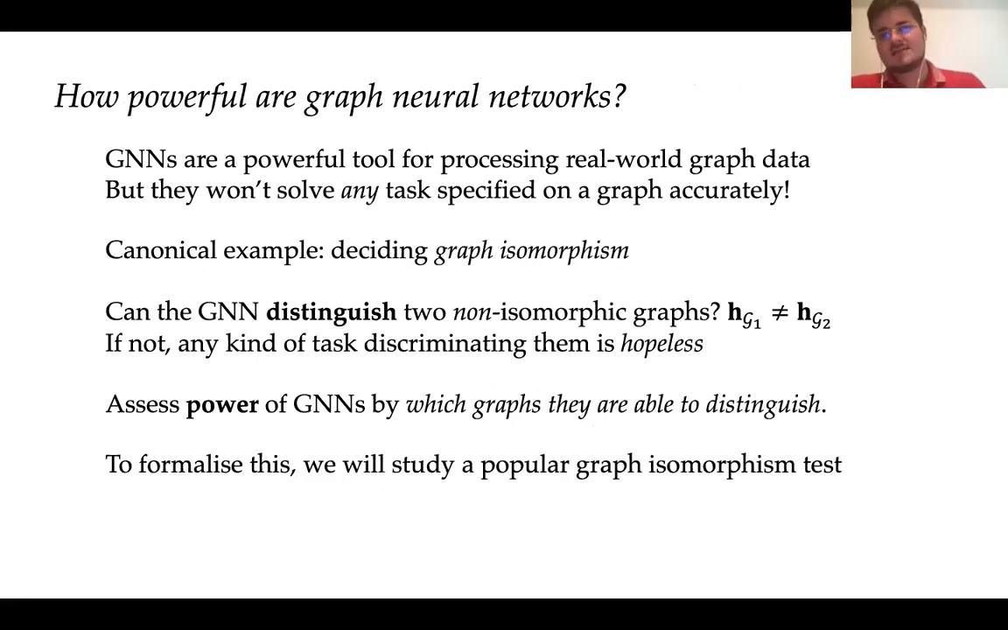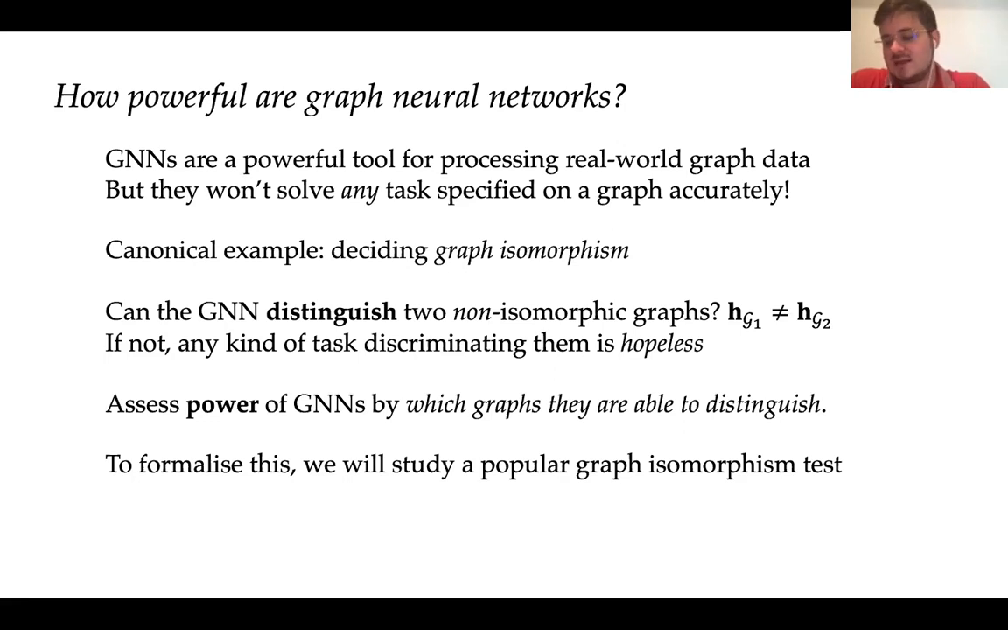Okay, the last topic I would like to cover today is on the area of the expressive power of GNNs. So as we've seen, both by the scope of the scientific and industrial applications of GNNs, they're a super powerful Swiss Army knife for processing real-world graph data. But this doesn't mean they will solve any task specified on a graph accurately. And one canonical example that we use to assess this power is the decision of graph isomorphism. Specifically, we ask, can our graph neural network distinguish two graphs that are not isomorphic?